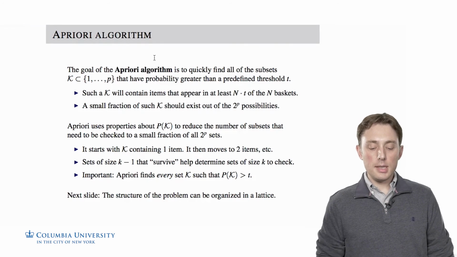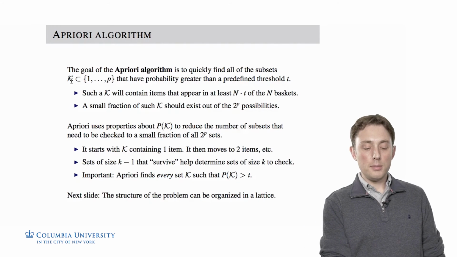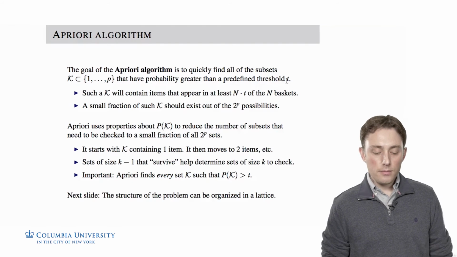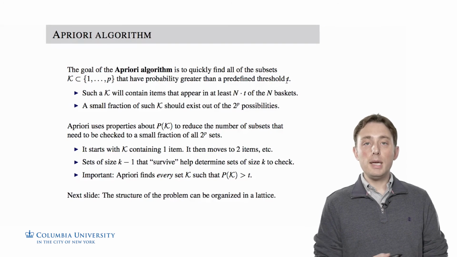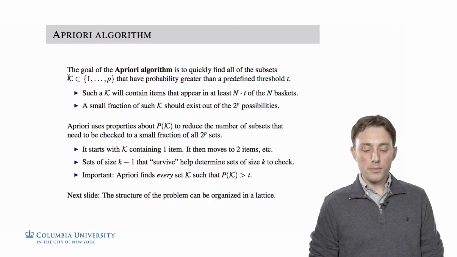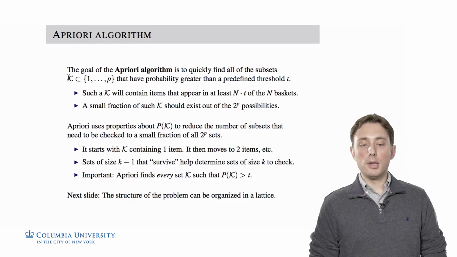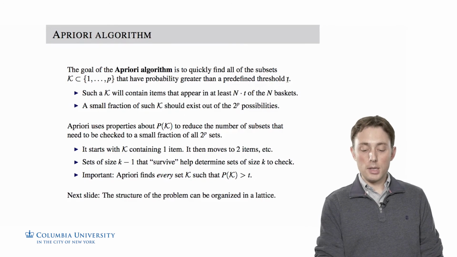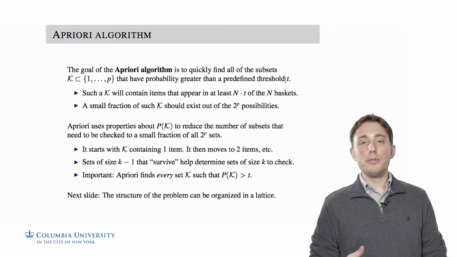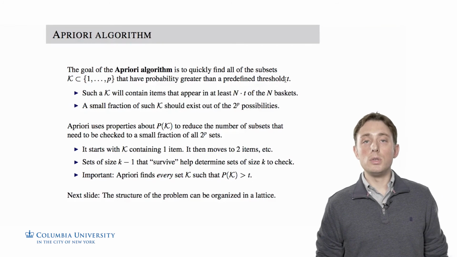So with those three probabilities of interest in mind, that leads us to the a priori algorithm. This is the name of the algorithm that allows us to very quickly find all of the subsets K that have empirical probability greater than a predefined threshold T. Remember, there are 2 to the P different subsets that I can construct in K, and I want to find all of those subsets that have an empirical probability greater than T, which I'm going to set. The a priori algorithm is going to give me a way to find every single one of those subsets without actually having to search all 2 to the P subsets.